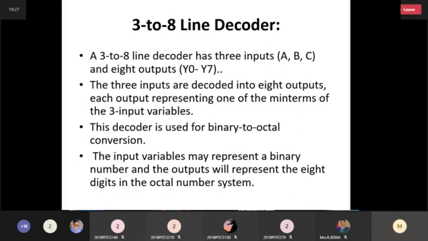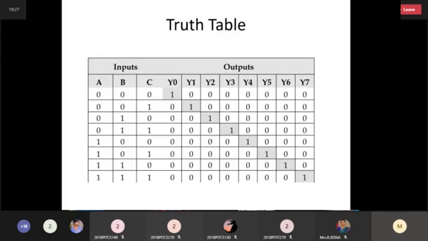Okay, so the 3 inputs are decoded into 8 outputs. The output represents one of the minterms of the 3 input variables, right? Because here we consider 1 as the output, so we consider the minterms. So this 3 to 8 decoder is the binary to octal conversion. Every input variable combination represents a binary number, and the output represents the digit of the octal number system. Next, this is the truth table for the 3 to 8 decoder.